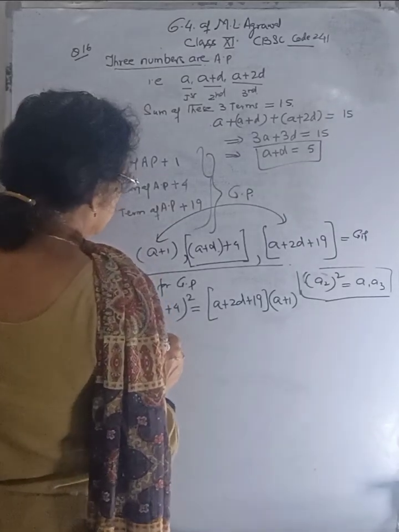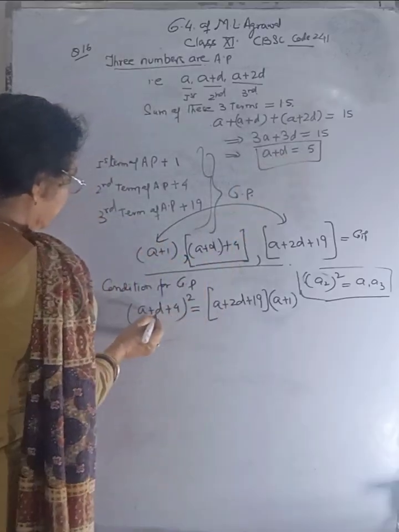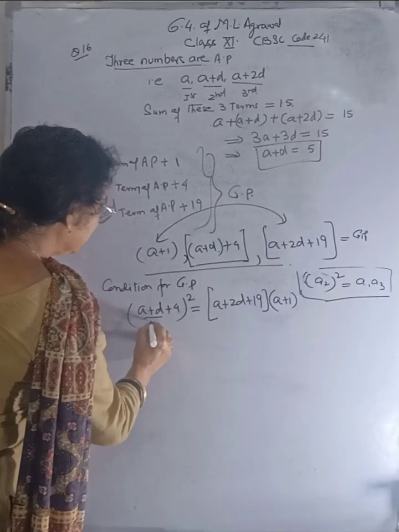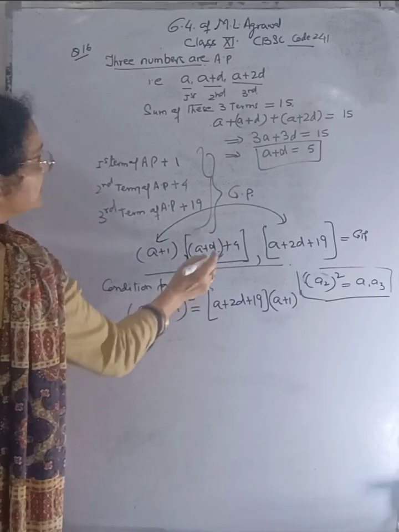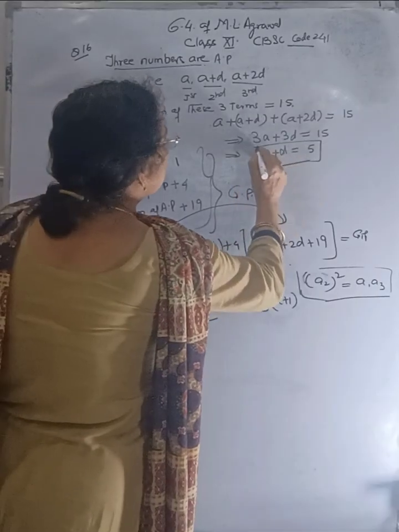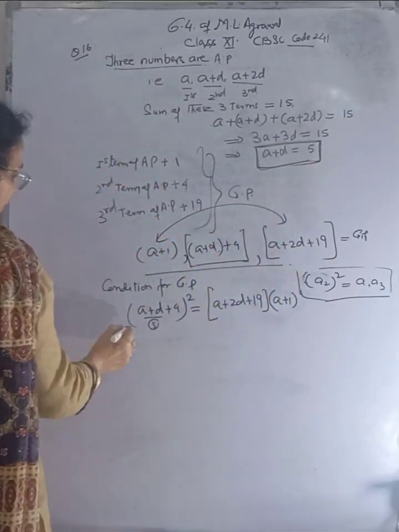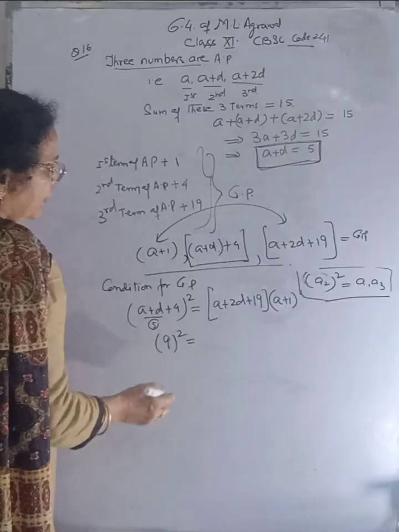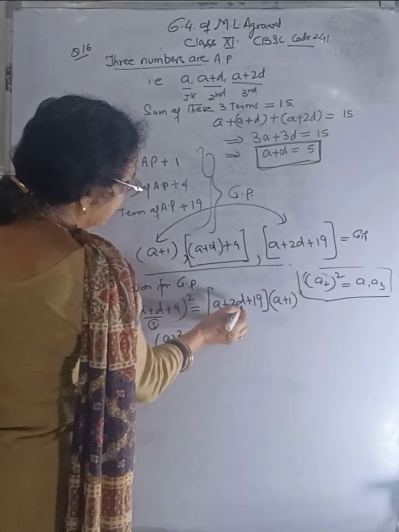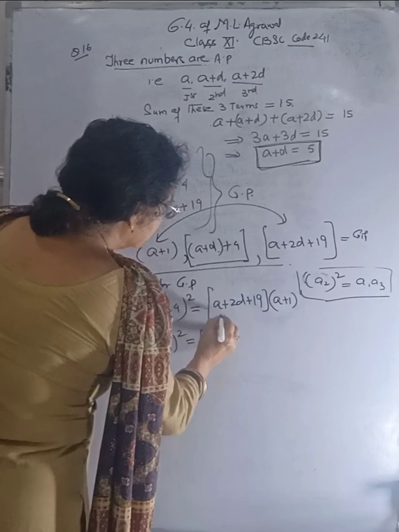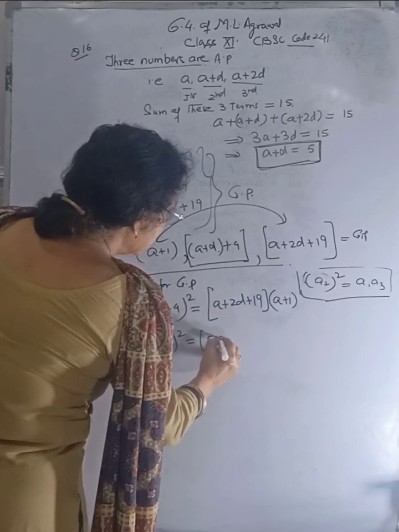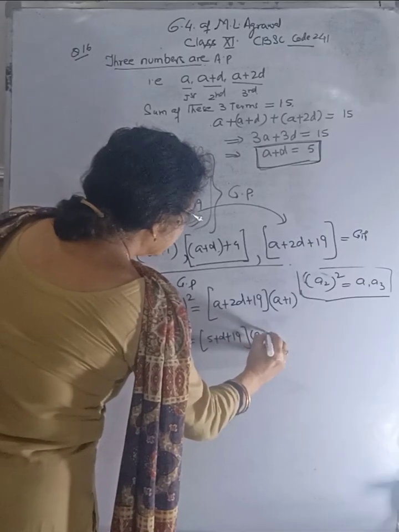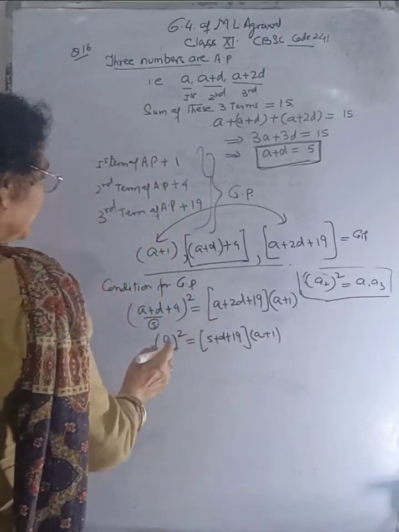Now we know A plus D is equal to 5. It means this can be written as 5, and this is 4, so this will be 5 plus 4, which is 9 square. This is equal to, now here A plus D is equal to 5, then this is 5 plus D plus 19, into A plus 1.